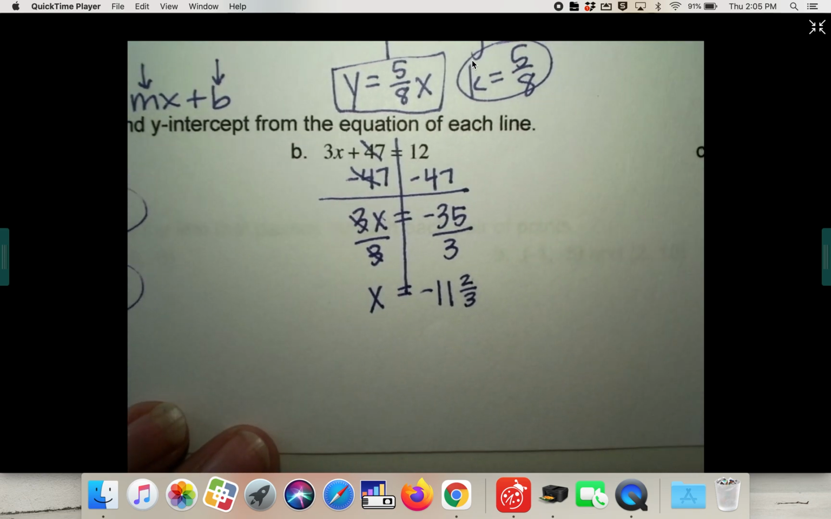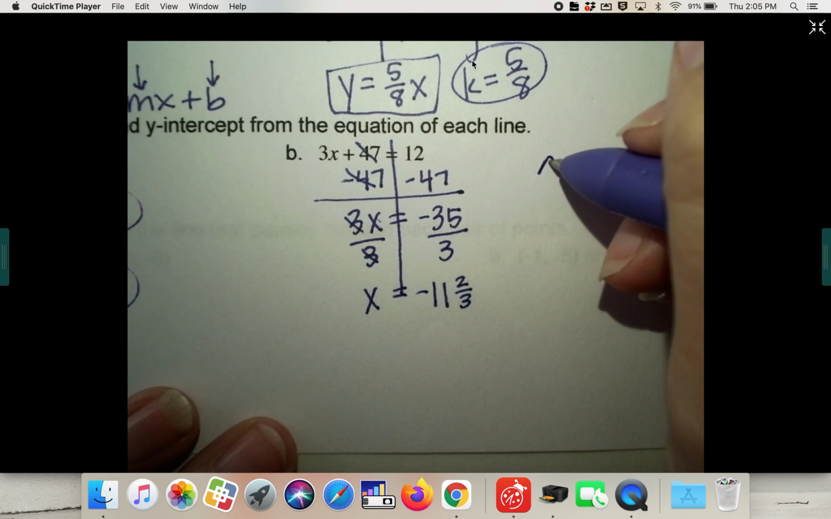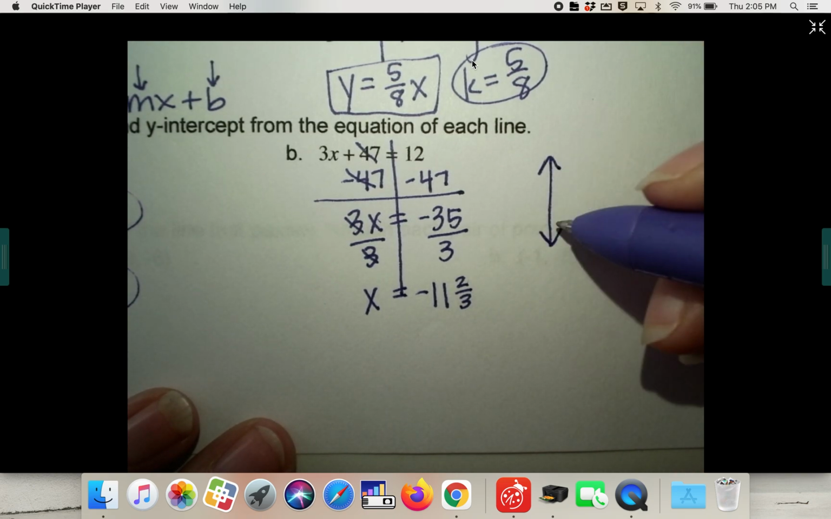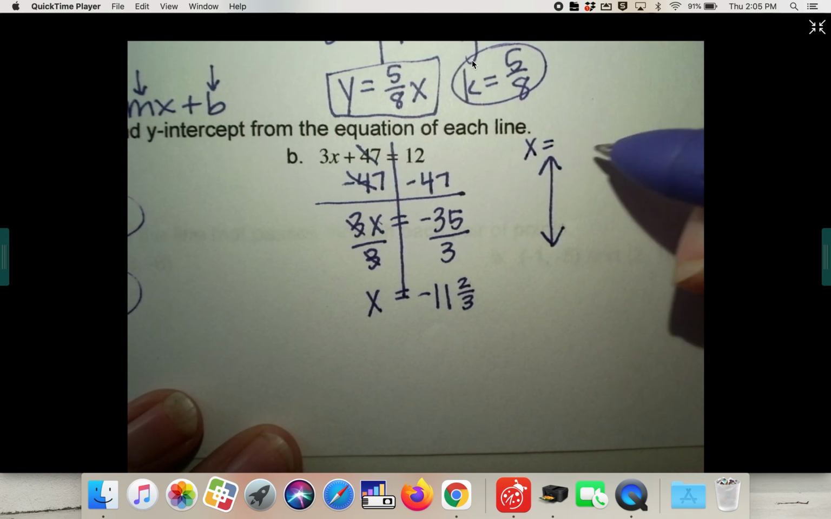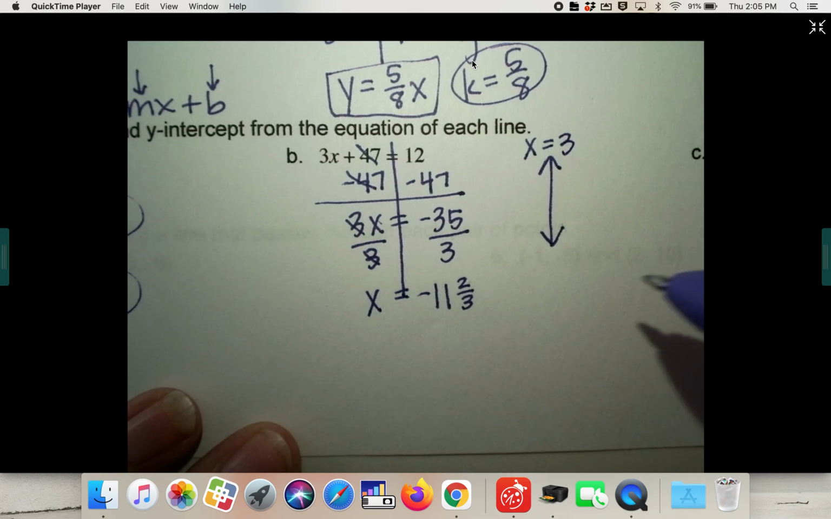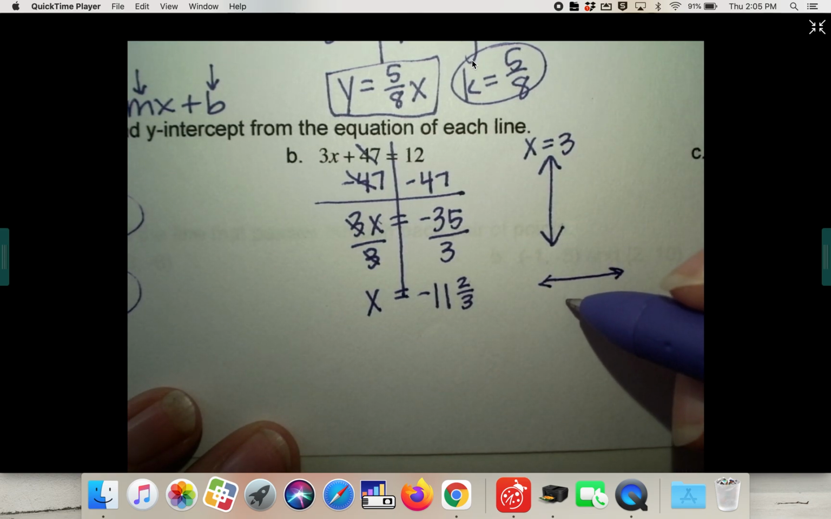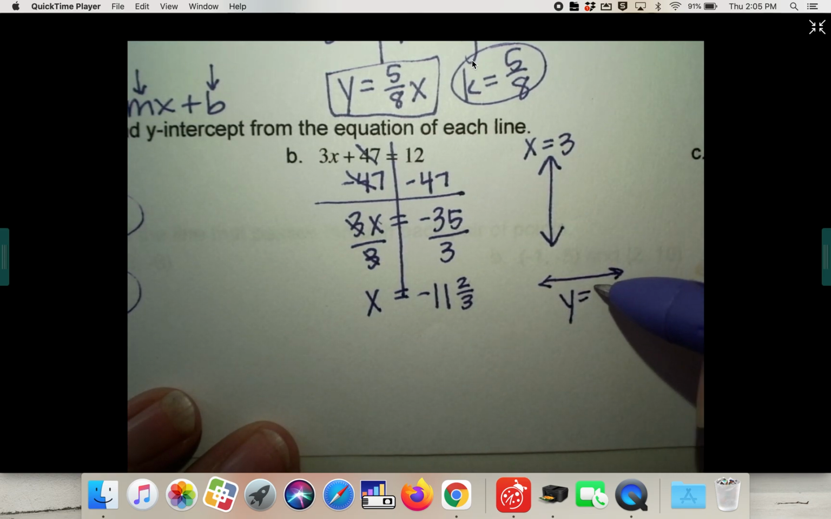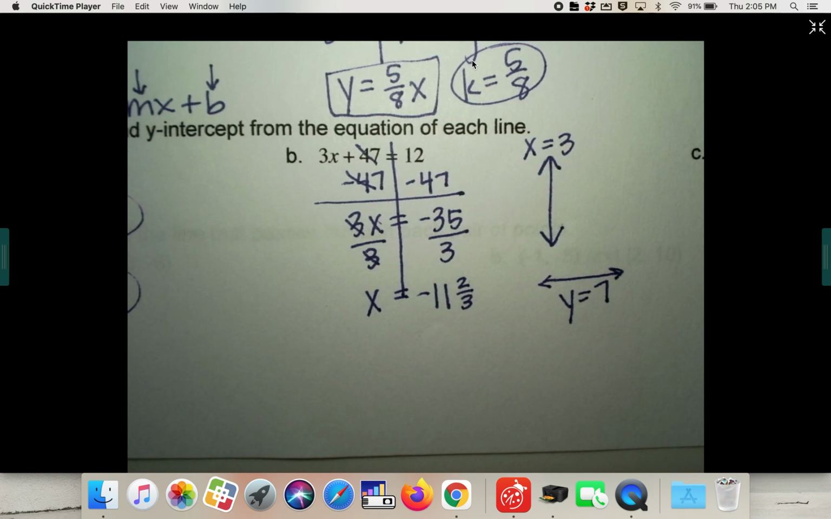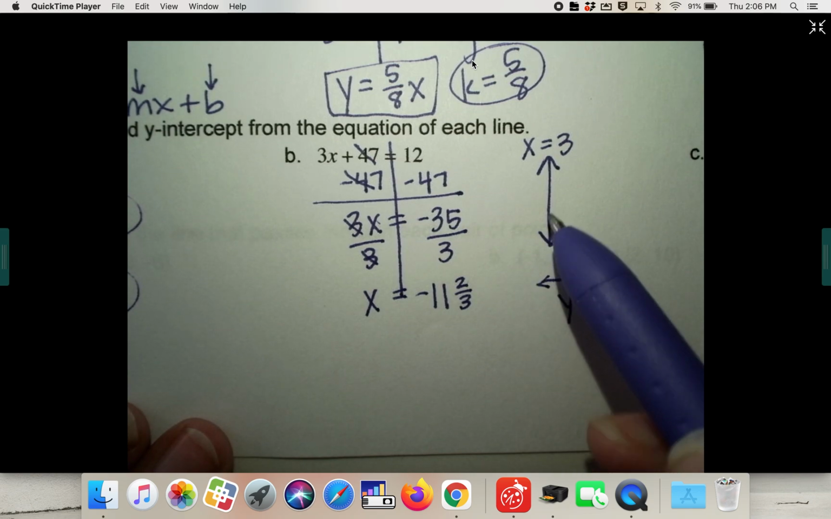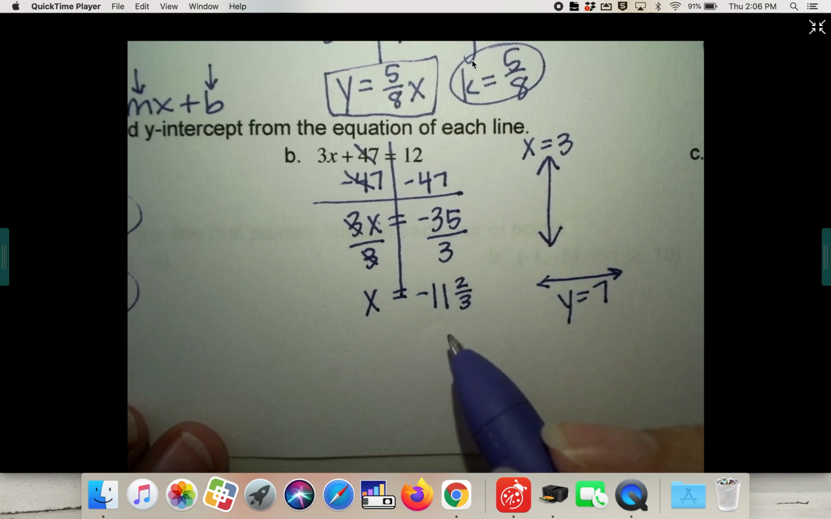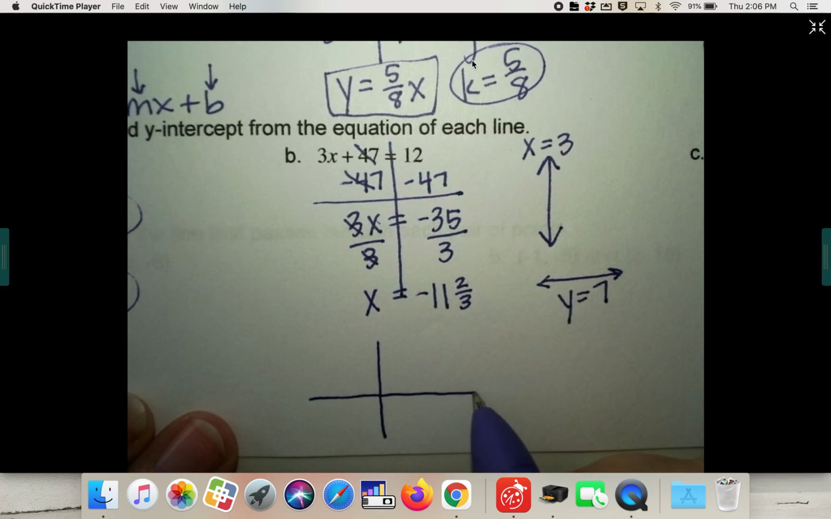Earlier in the year, we might have talked about what a vertical line looks like. It is considered an x equals a number, like let's say x equals 3, and a horizontal line would be a y equals, like y equals 7 or something like that. So if there's no y at all, it is going to be a vertical line. Let me draw a quick sketch of what this would look like on a graph.